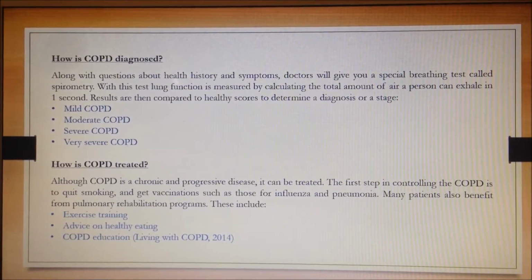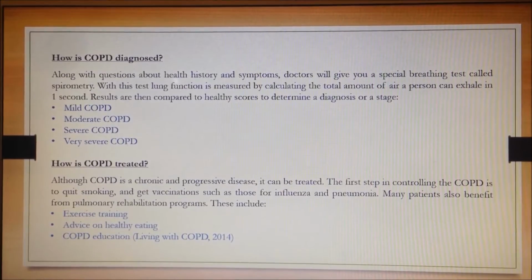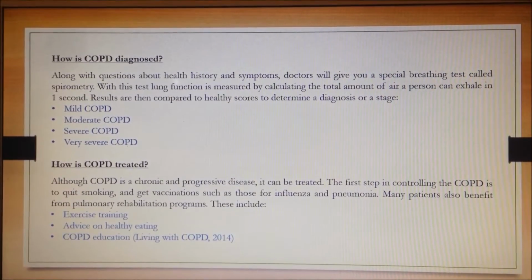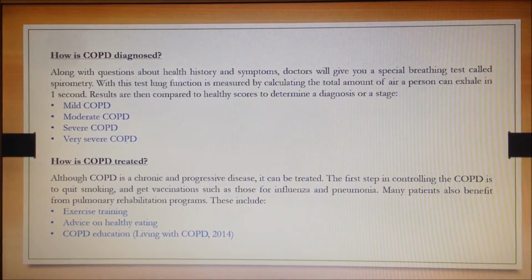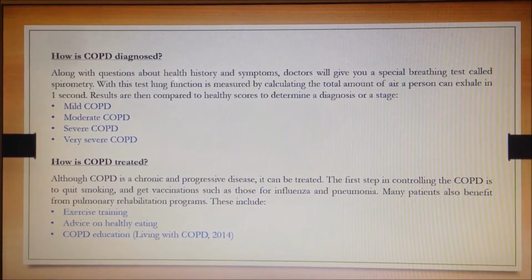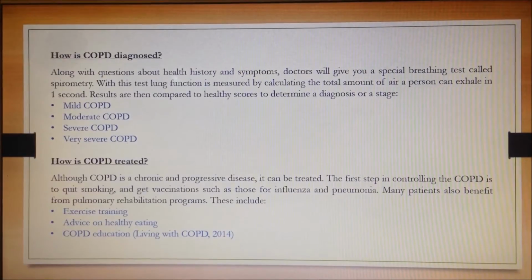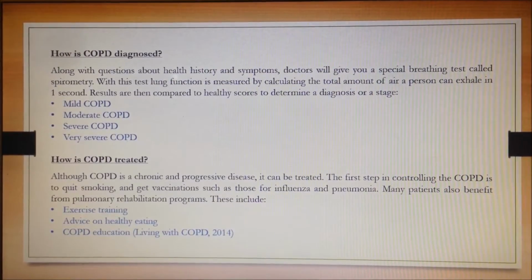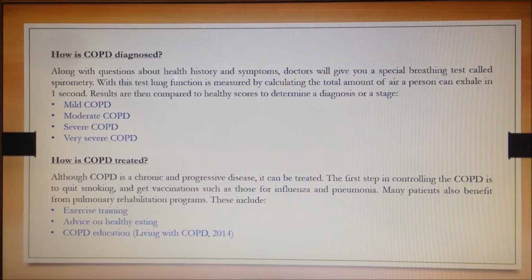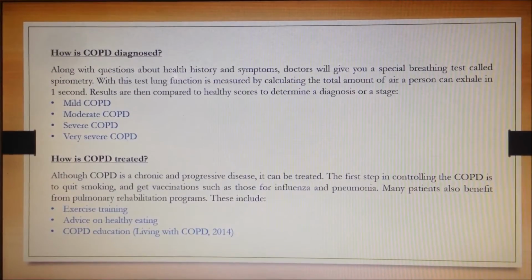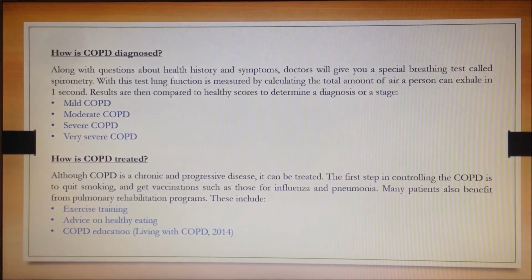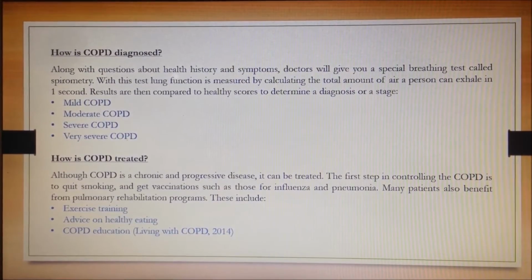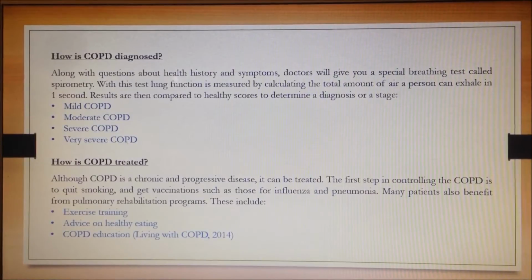So how is COPD diagnosed? It's diagnosed by a special breathing test or lung function test called spirometry. With this test, lung function is measured by calculating the total amount of air a person can exhale in 1 second. Results are then compared to healthy scores to determine a diagnosis or stage. A healthy individual should be able to breathe out about 80% of the air in the lungs in 1 second. Based on their score, they will either be considered a healthy individual or have mild, moderate, severe, or very severe COPD.